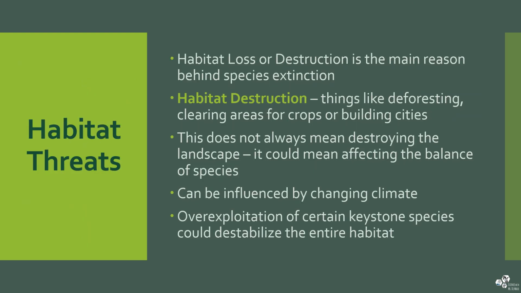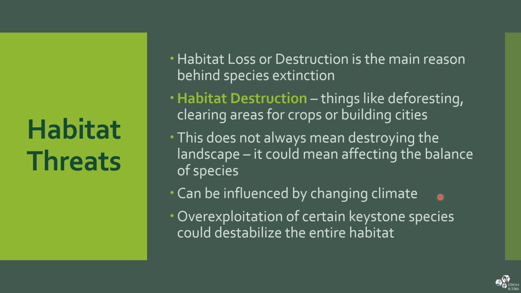So overall, habitat loss or habitat destruction is the main reason causing species extinction today, and it has been in the past as well. Habitat destruction can be things like deforestation. We're cutting down trees in a forest to make room for crops or building new cities. But it can also be natural, in the sense of natural disasters like fires or hurricanes or things like that. It may not be a total destruction of the landscape. It could just mean affecting the balance of the species that live in the environment.